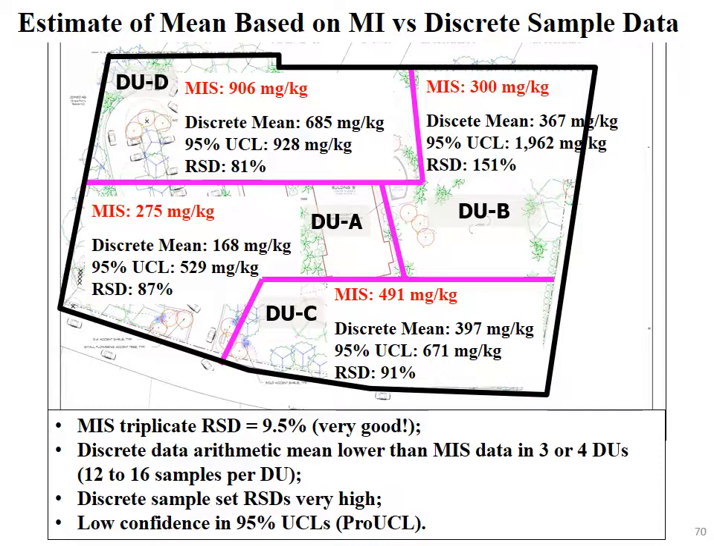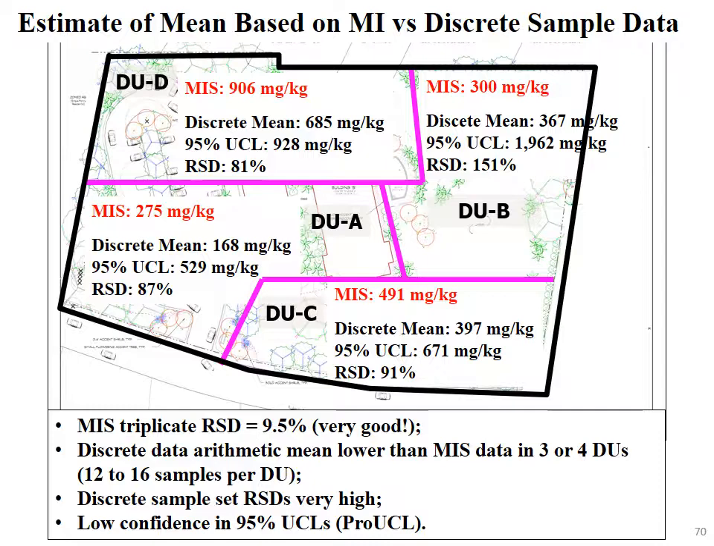I'm not really sure. MIS triplicate samples collected in DU D, RSD 9.5%, just excellent. So we know we have very good sampling precision and that a single sample would have been very representative of any of these DUs. Now, we also have discrete data for these same DU areas. Typically 12 to 16 samples per DU, which, according to ProUCL and some state guidance, is fine for calculating means and such. So DU D, the discrete mean, 685 ppm, lower than the MIS sample.